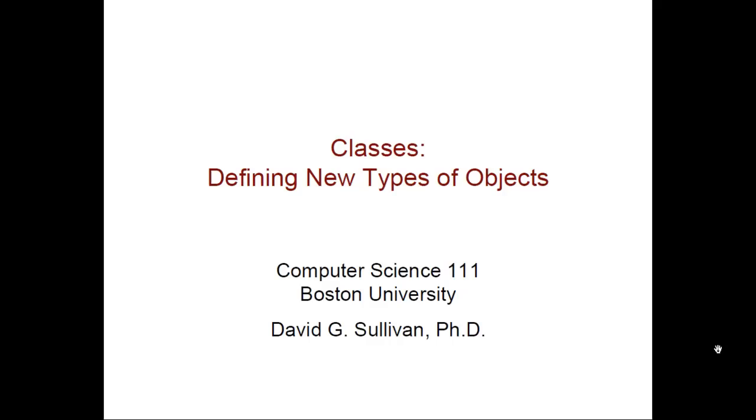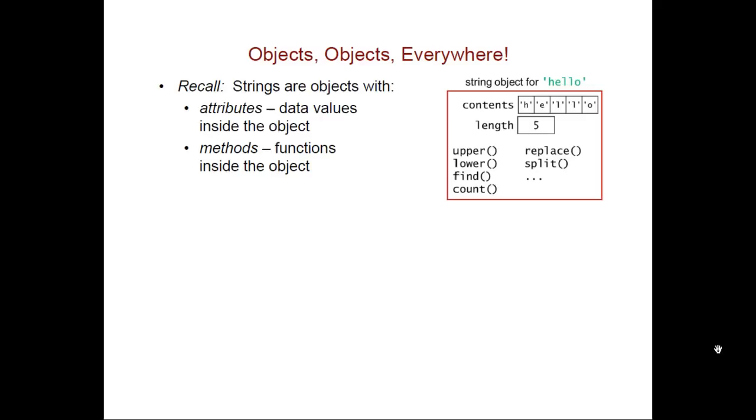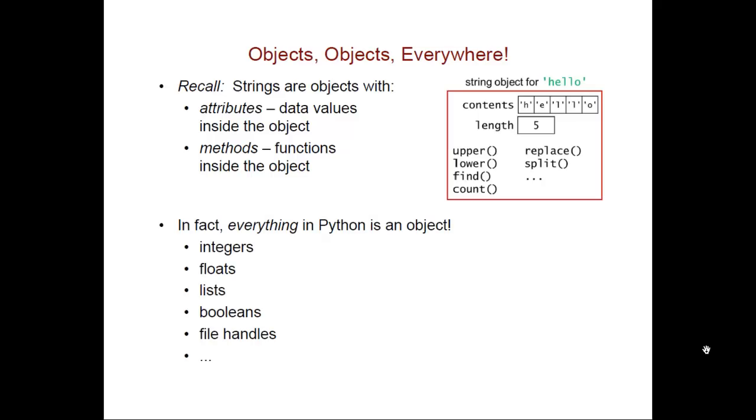In Python, we can define our own new types of objects, and we do so using a class. In a previous video, we talked about the concept of an object, and we said that, for example, every string is an object, and that objects have attributes, which are the data values that are inside them. You can think of those as variables that belong to the object, and methods, which are functions that exist inside the object. And it turns out that everything in Python is an object, including data types like integers and floats. Every data value that you have in Python is an object.